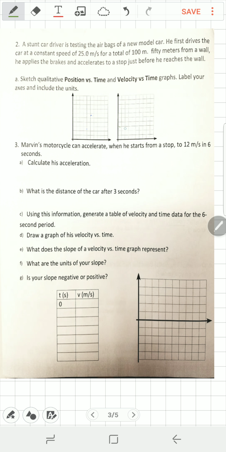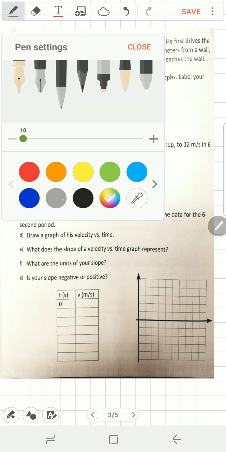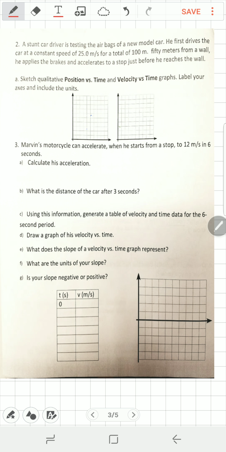So here, Marvin's motorcycle can accelerate when he starts from a stop to 12 meters per second in 6 seconds. Calculate his acceleration. One thing I want you to do, and my kids especially, I've focused on this and focused on this. I want you to start boxing all the variables you see. From a stop. Well, what does stop mean? Stop means 0 meters per second, velocity terms.